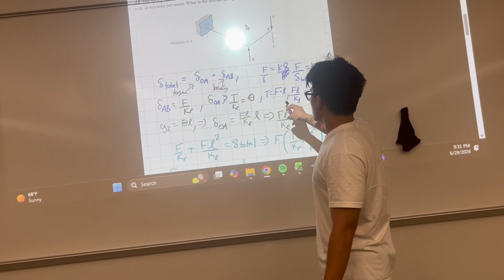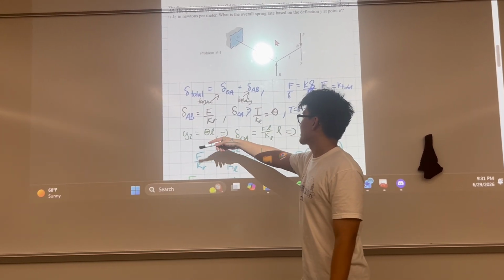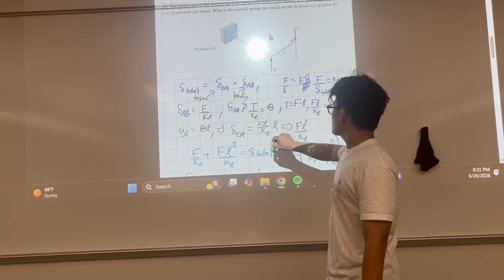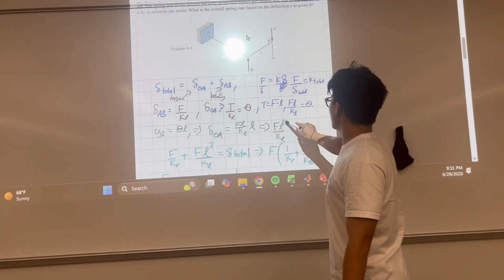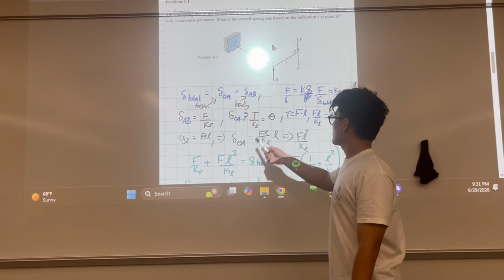So we just multiply L back to the angle, or theta, I keep calling it degree. And then we get this. And then once you combine the L's, we get force times length squared over the constant is the deflection due to torsion.